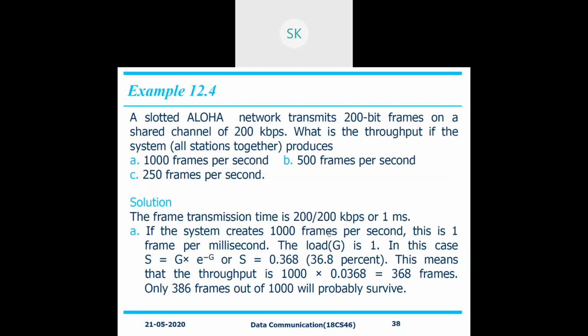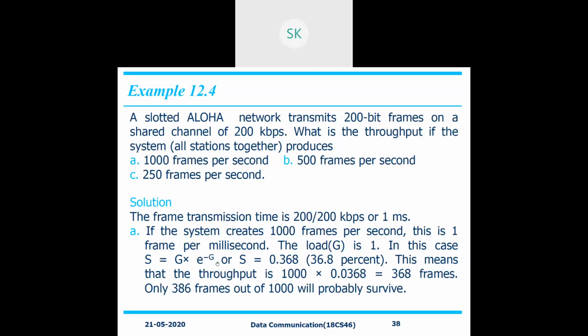If the system creates 1000 frames per second, that is nothing but 1 frame per millisecond, that is G is equal to 1 frame per millisecond. With respect to this particular scenario, this is the maximum throughput that it is achieving. That's what they will be saying, right?